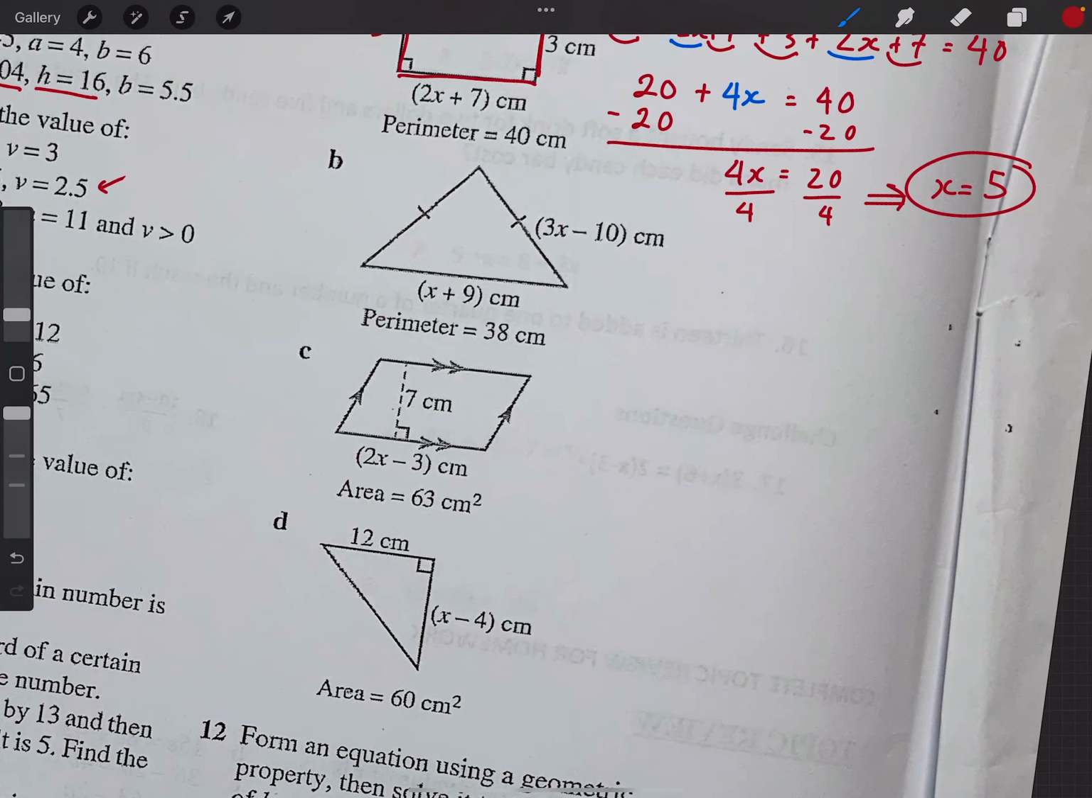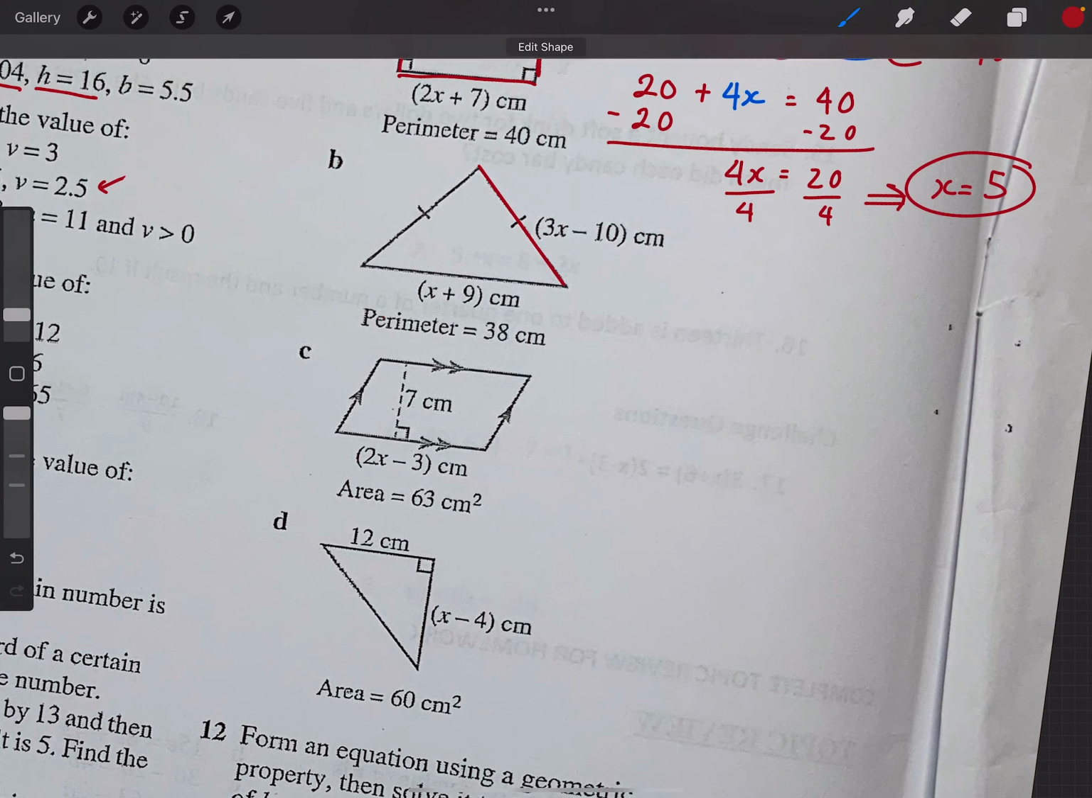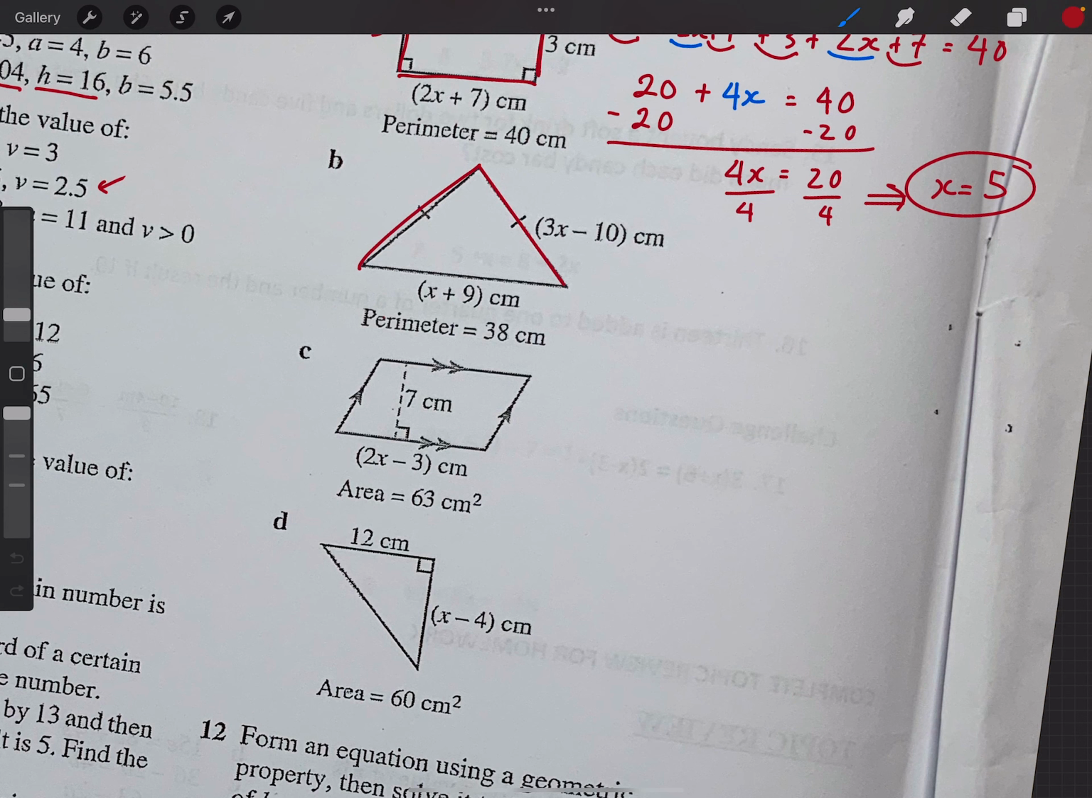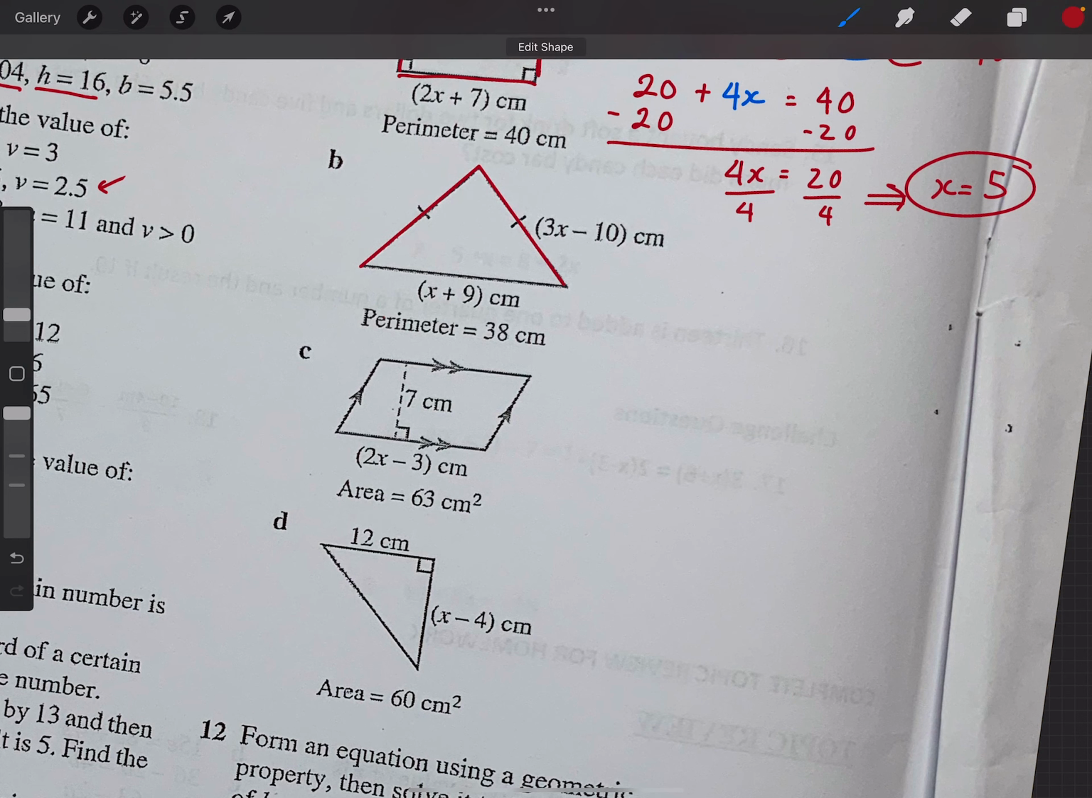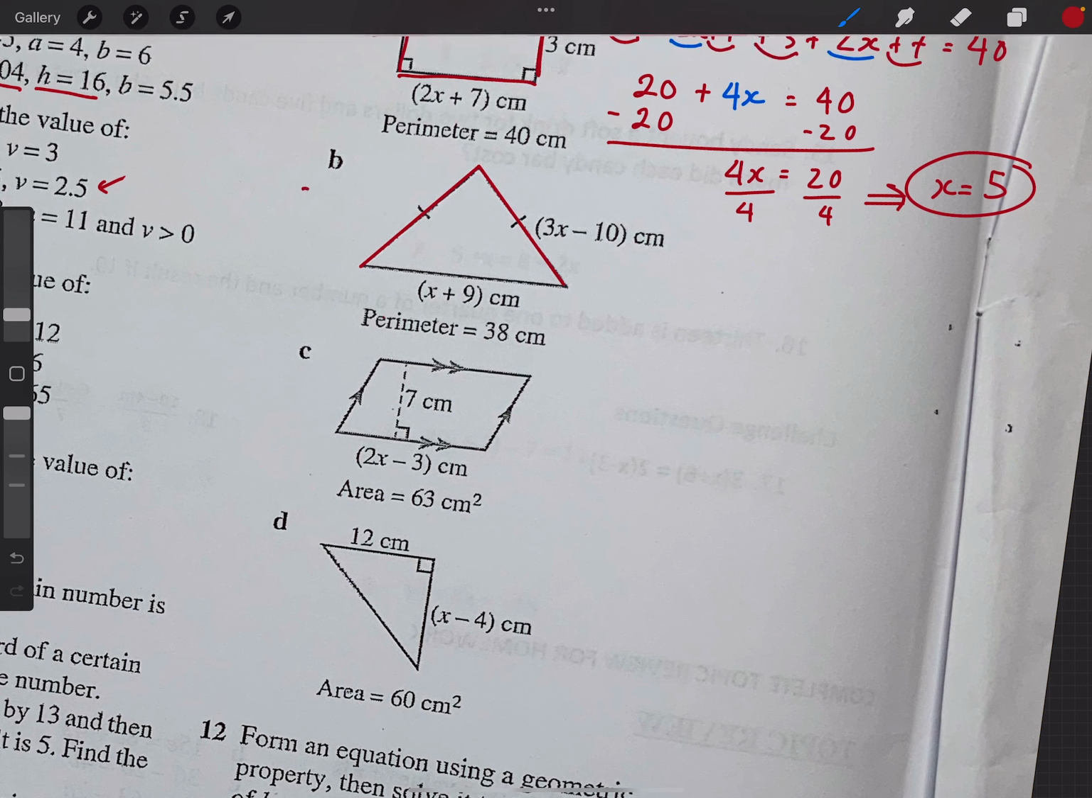So this is an isosceles triangle because two of the sides are equal to each other. And if they're equal to each other, that means that the length is equal. So that means that this side must have a length of 3x minus 10 as well. So if you want to find the perimeter, just add them all up.